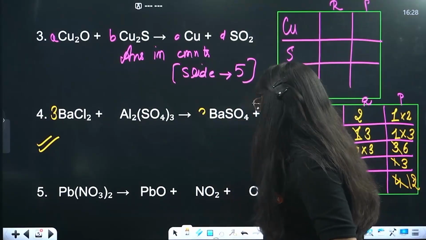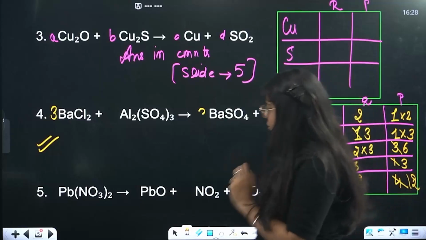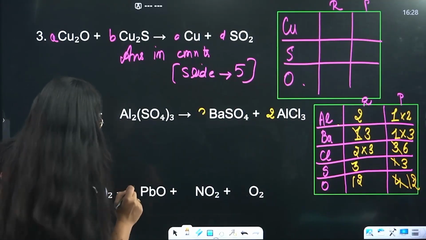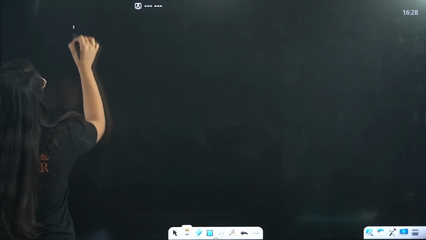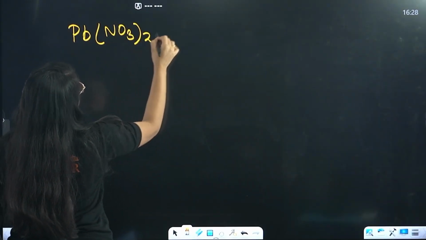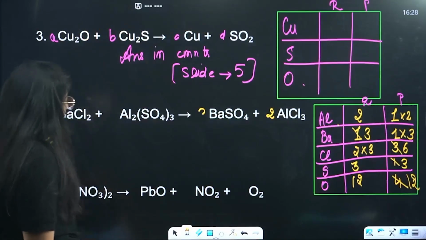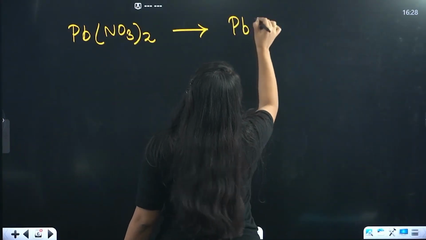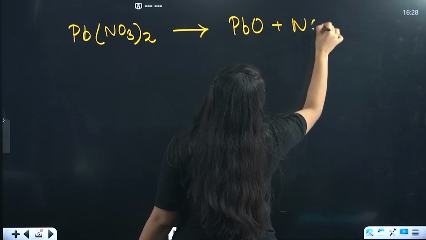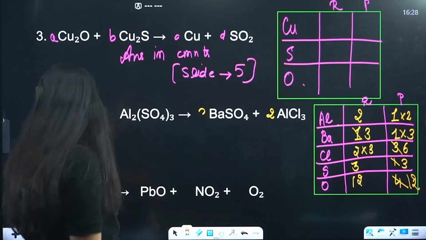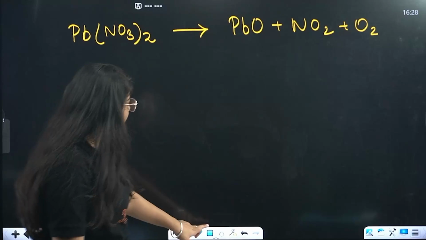Now coming on to PbNO3. Let me write this equation again. PbNO3 twice becomes PbO plus NO2 plus O2. Was it NO2? Yes. Now again, what we'll do?